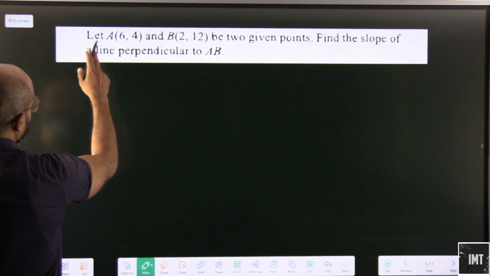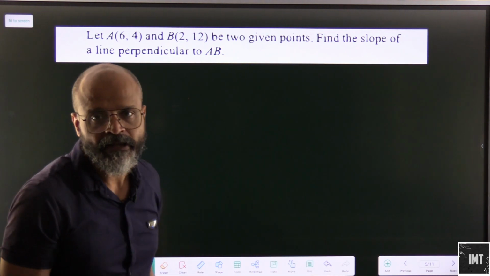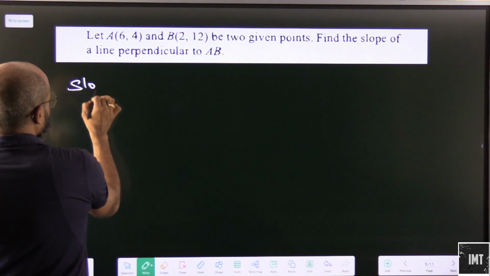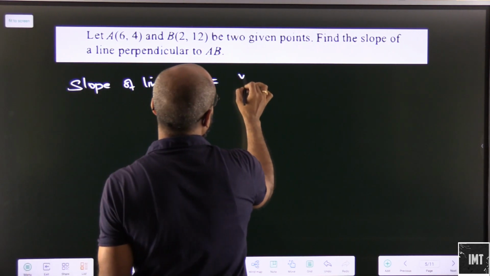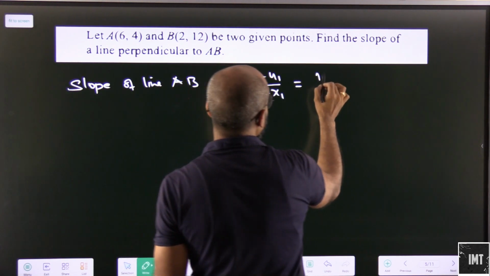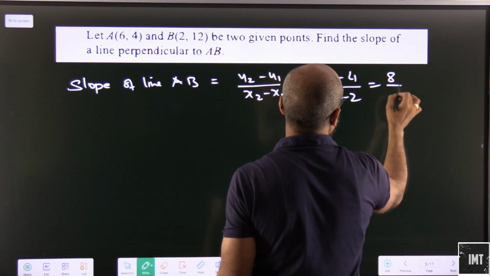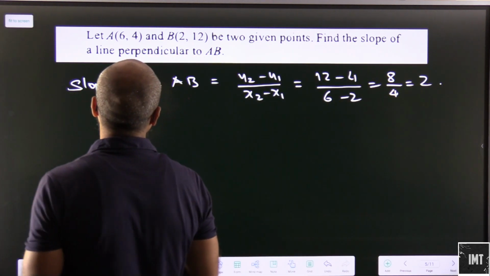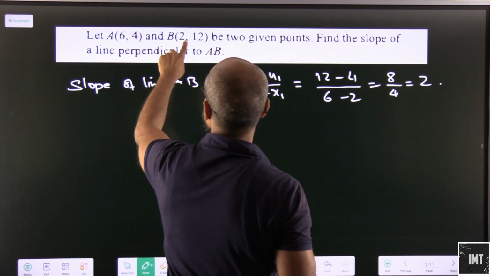Alright, so we have this: let A and B be two given points. Find the slope of a line perpendicular to AB. So first of all we find the slope of the line AB. Slope of line AB is going to be y2 minus y1 upon x2 minus x1.